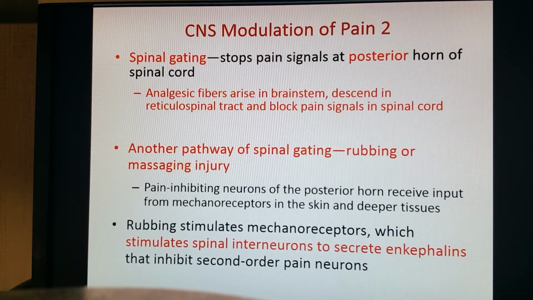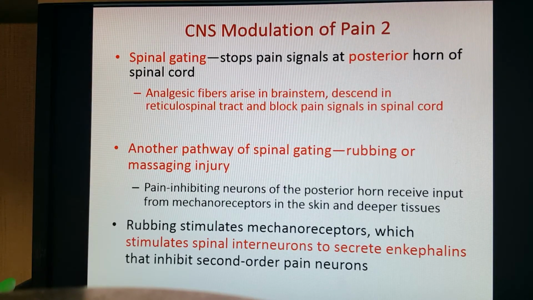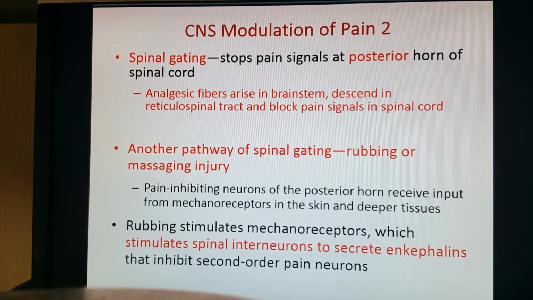Another way to moderate the pain coming from your body is through spinal gating. So in your spinal cord, the fibers that are in the brainstem block the pain signals coming from the spinal cord. So descending through the reticulospinal tract, so it's just one of those pathways in the spinal cord. So going down this pathway, helping to block the pain signals that are coming up the spinal cord. So basically just protecting you from actually feeling the pain that is normal.